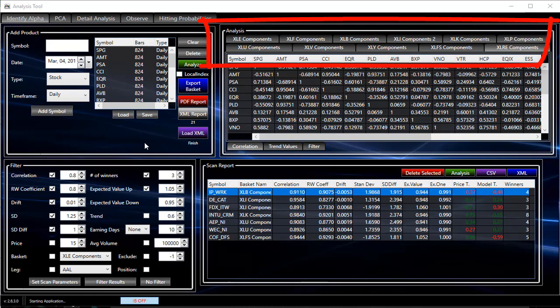I've already run the analysis with those 11 baskets and I have set the standards very high. I've got 0.8 for correlation, 0.8 for RW coefficient, 3 times successful winners in the past, so basically well behaved, an expectation value of at least 5% in 30 days, etc. So I've set these things at a very high standard.